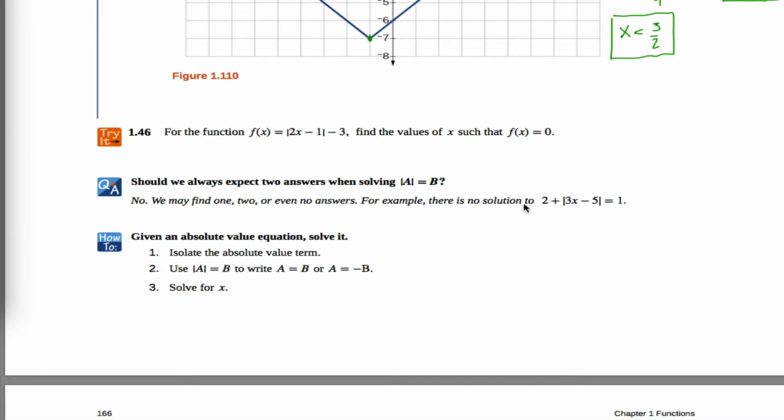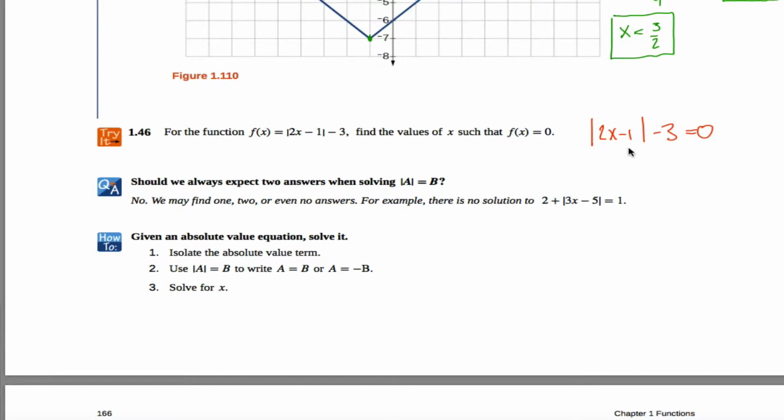1.46, try it from OpenStax PreCalculus. Given an absolute value function and asked to solve for the x values that make the output of this function equal to 0. In other words, solve this equation right here. And this is kind of a challenging equation to solve because it's got the absolute value symbols in there.